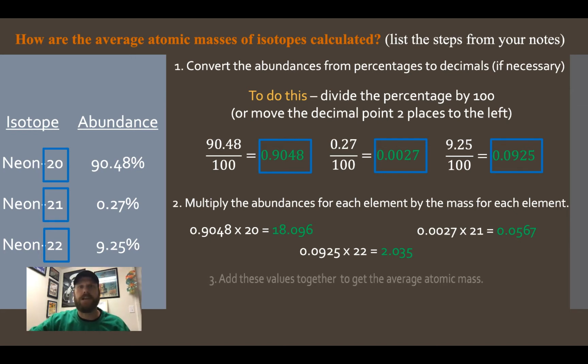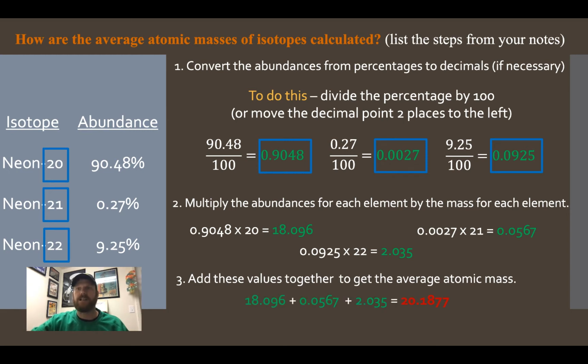In step 3, you add these values together to get the average atomic mass. So 18.096 plus 0.0567 plus 2.035 equals 20.1877 atomic mass units. Step 4 is then to round the answer to the hundredths place, 2 decimal places. Our final answer is 20.19 AMU.